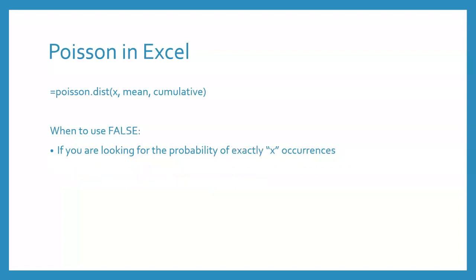Now we would use false if we're looking for the probability of exactly X occurrences. So exactly 10 customers coming into the store.